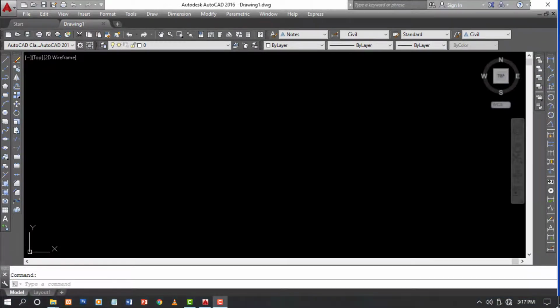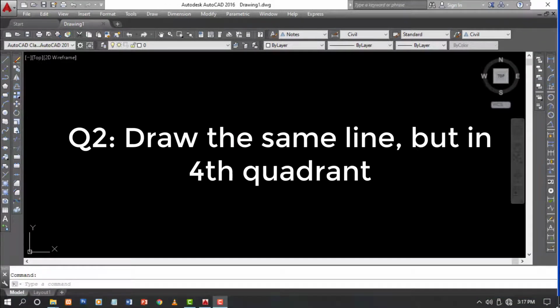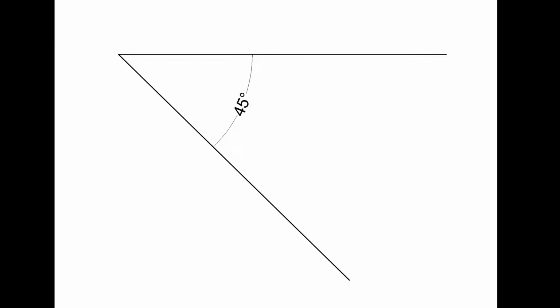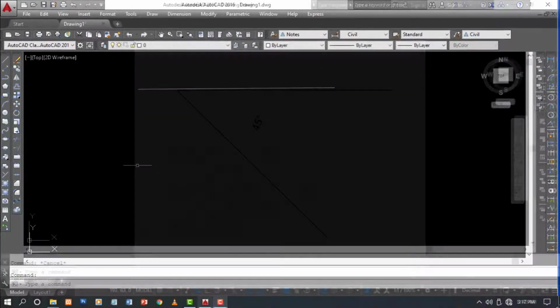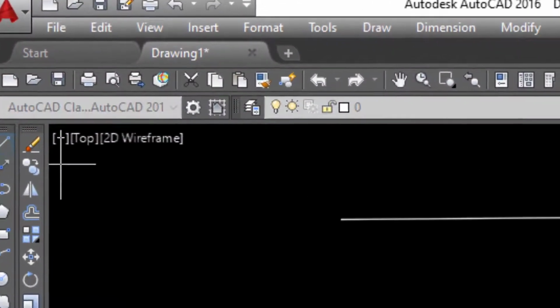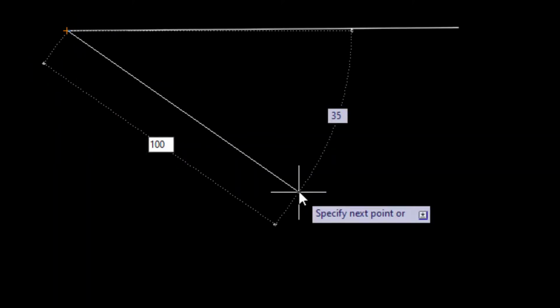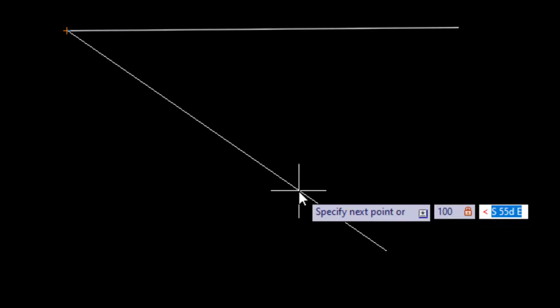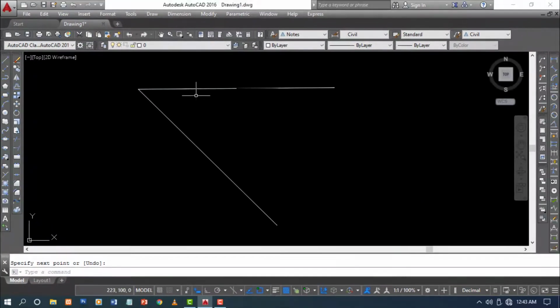Now the question 2, draw the same line but in the fourth quadrant just as given in this picture. Similarly, we have to give the line command again and click on the first point. Now as the angle is in clockwise direction, we have to put 100 < -45 and hit enter. Thus it will draw the required line.